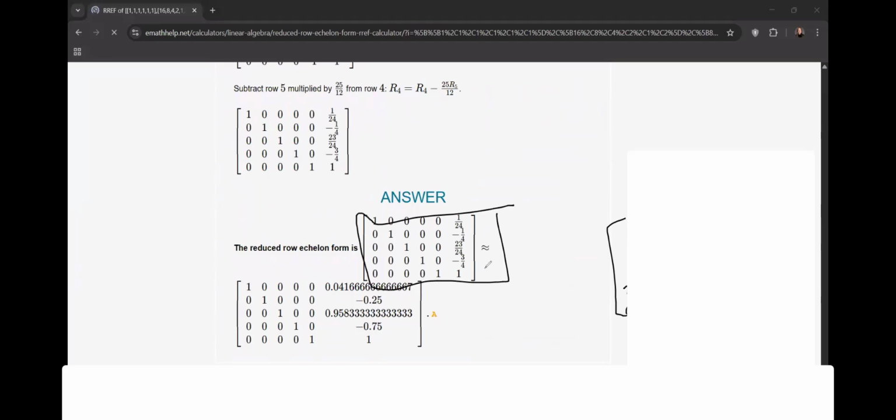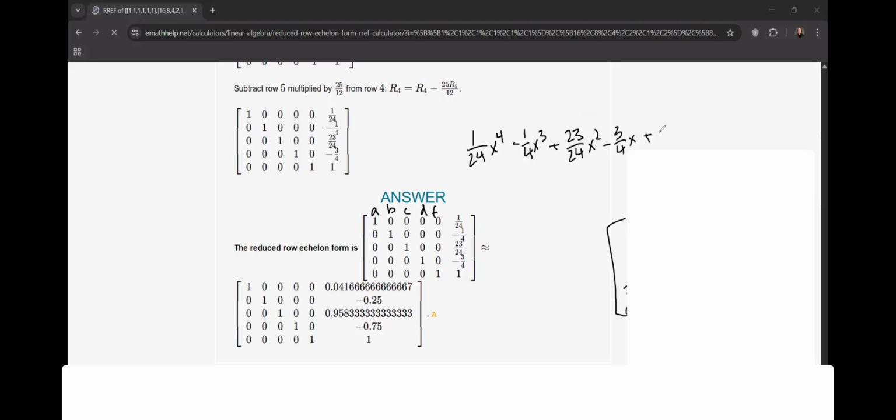Here we can tell what all of our variables are. This column was A, B, C, D, and F. So we end up with 1/24 x to the 4th minus 1/4 x cubed plus 23/24 x squared minus 3/4 x plus 1. And that matches the formula that we got from Desmos.